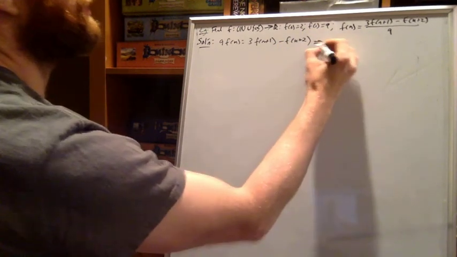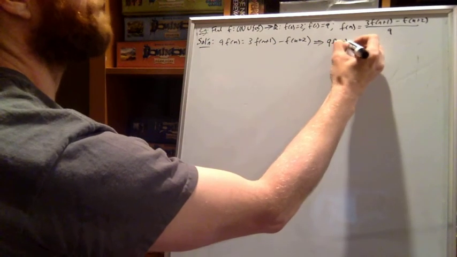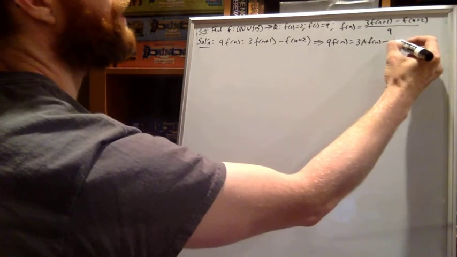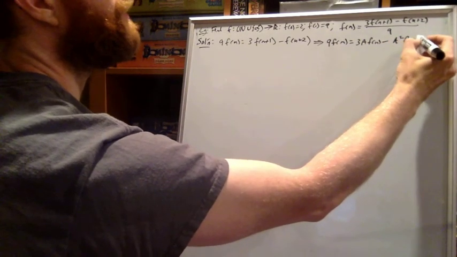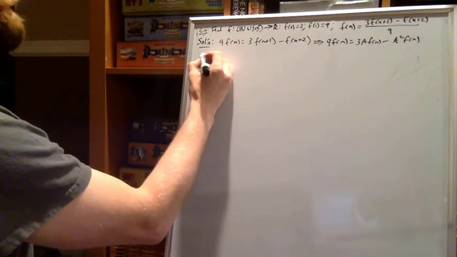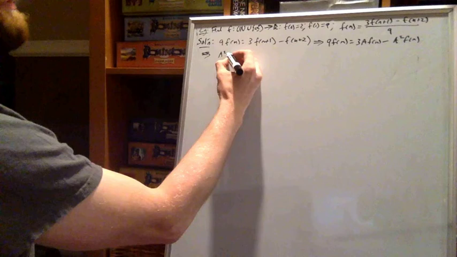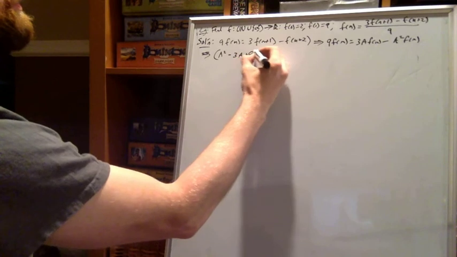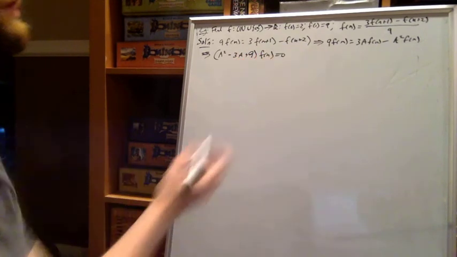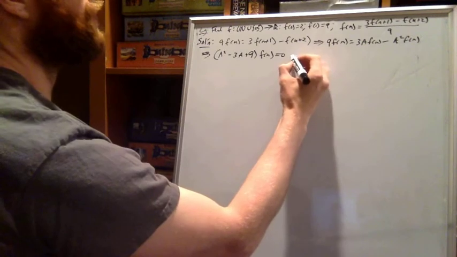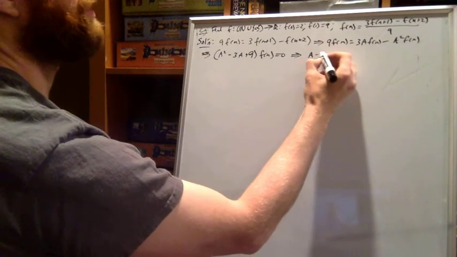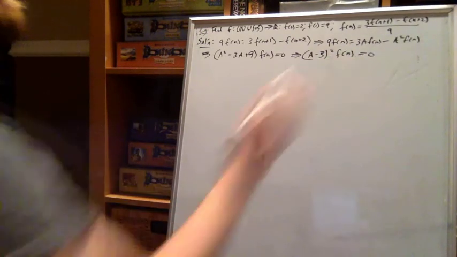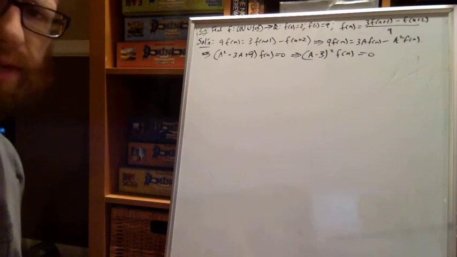This is, of course, the same as saying 9f of n equals 3a f of n minus a squared f of n. Now when I put all this together, I get a squared minus 3a plus 9 times f of n equals 0. But you notice this is a repeated root, right? This gives me a minus 3 quantity squared f of n. That is, I'm applying this operator to my function twice.